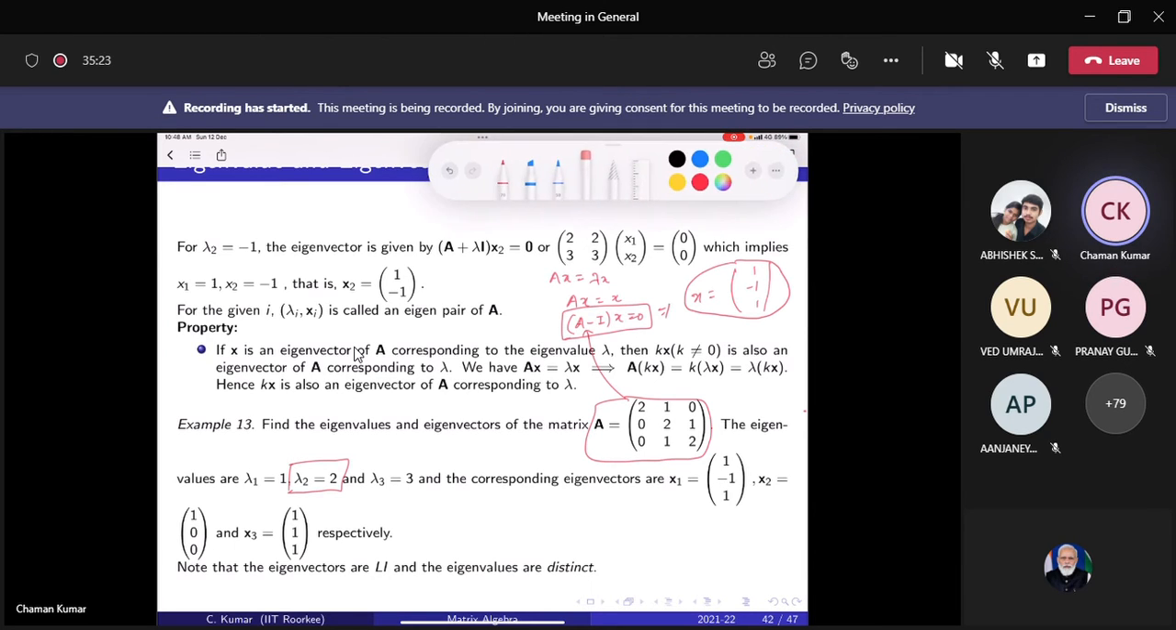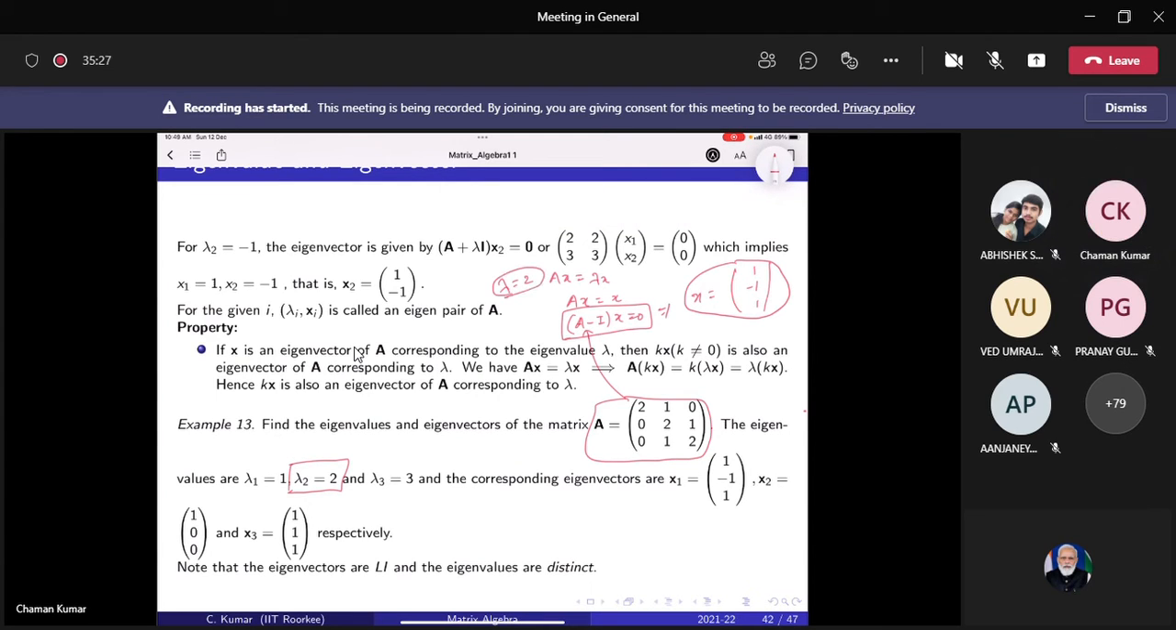And then calculate the eigenvector. So what do you get? And similarly for lambda is equal to 3. So when you do this for lambda is equal to 2, you get the eigenvector as (1, 0, 0). And if you take lambda is equal to 3, the eigenvector will be (1, 1, 1). Is this okay?